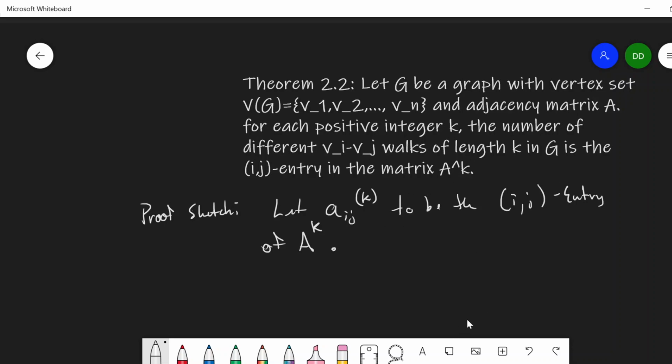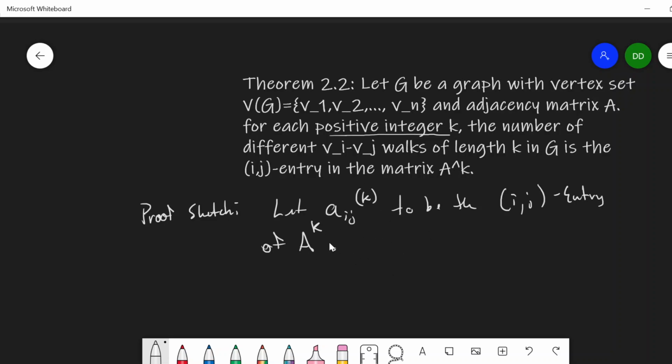So how do I prove something like this? This seems like a tough thing to prove. It really comes down to what the definition of matrix multiplication is, how matrix multiplication works. And then, since I want to do this for every positive integer K, it seems like induction is the right idea for this. So we're going to proceed by induction.